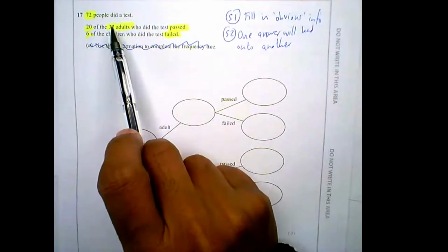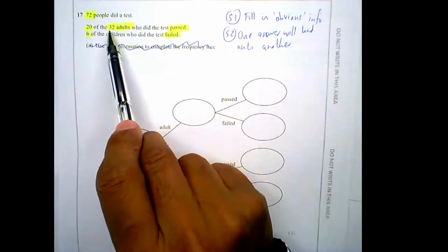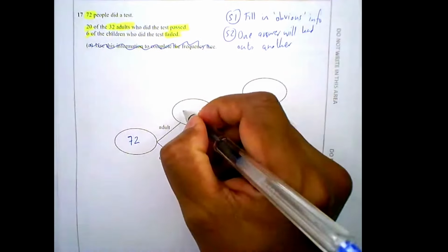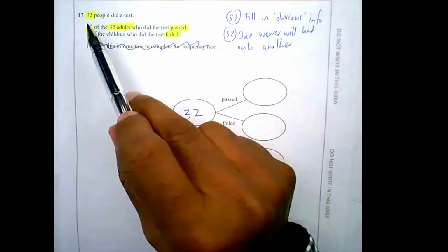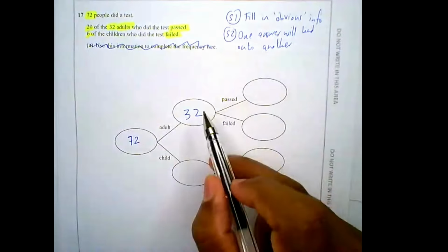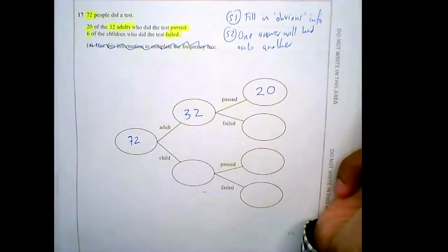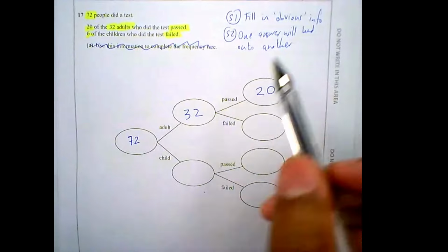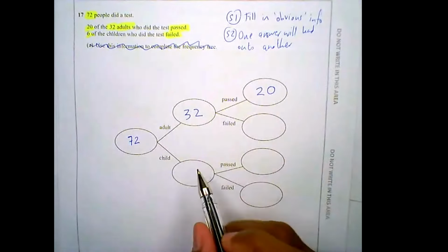Okay, so we've got 20 of the 32 adults who did the test passed. So we've got 32 adults. So adults, I've got 32 here, so I can put 32 here. And 20 of them passed. So I've got passed 20. Okay, so that's my obvious information. The 32 is given and the 20 is given. Now I can see how it leads.